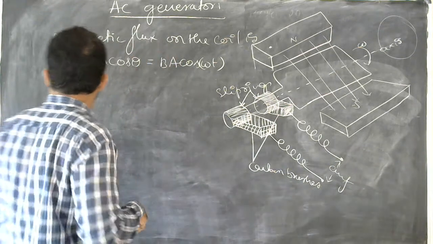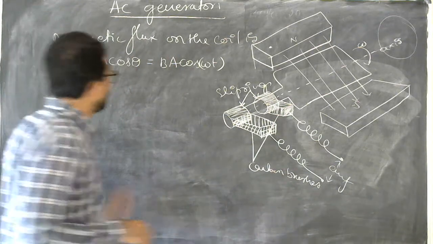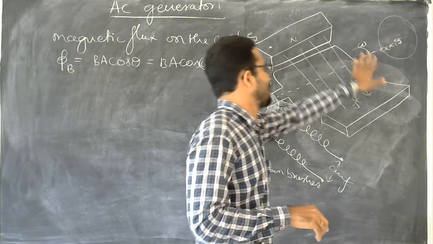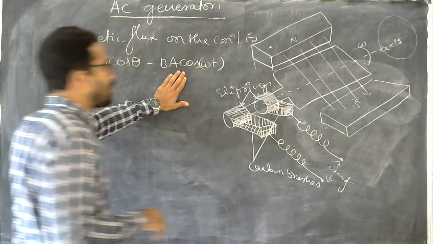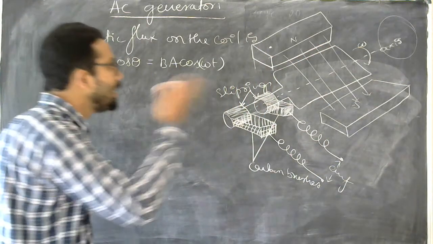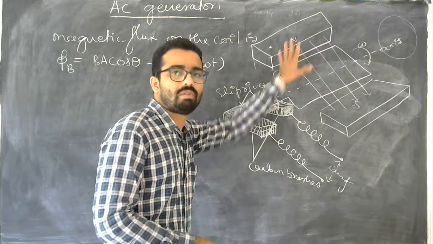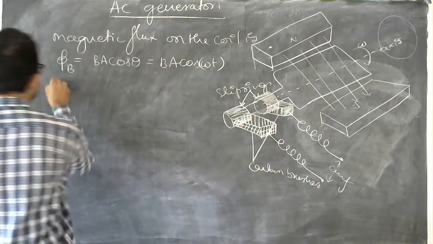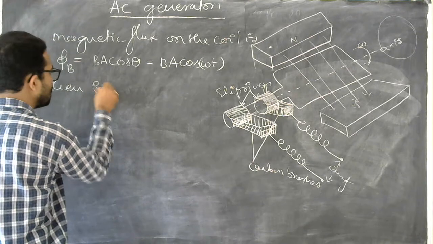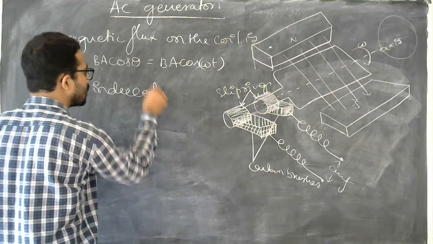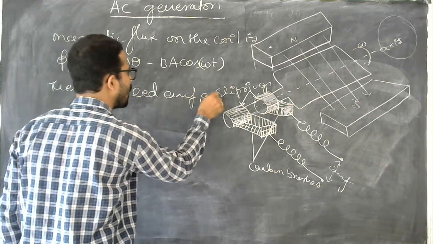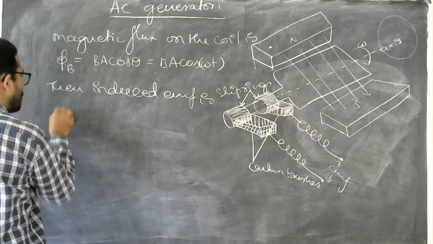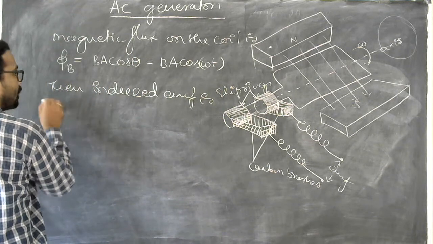Then if the magnetic flux linked with this is BA cos omega t, what will be the induced EMF here? Whatever EMF is induced there, the induced EMF is from Faraday's law.